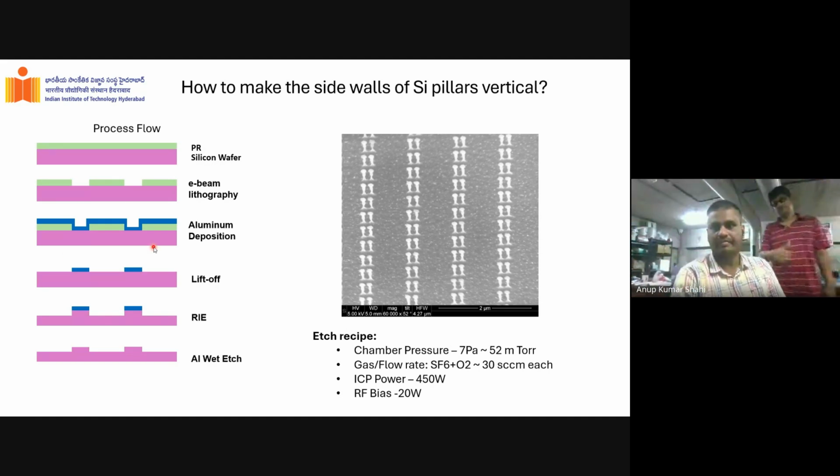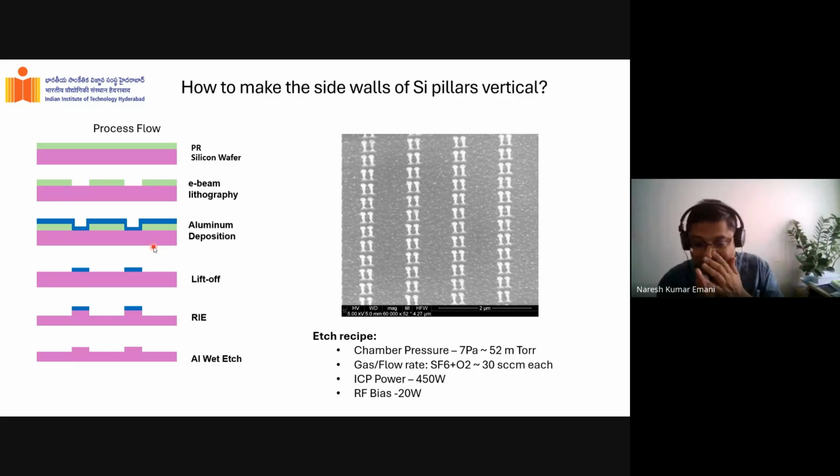Yeah. So your chamber pressure is low. It's very hard to have a high flow rate. Your flow rate has to reduce. From 30 SCCM, you have to make it 10 SCCM or something like that. If you increase the flow rate, you're not going to be able to maintain the pressure. All right, that's one. What else?